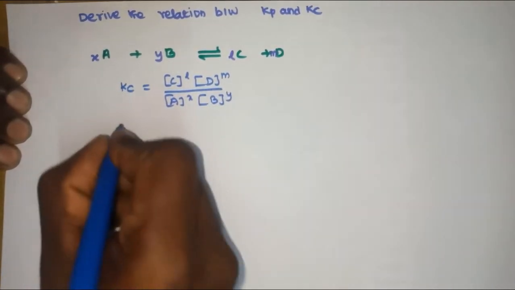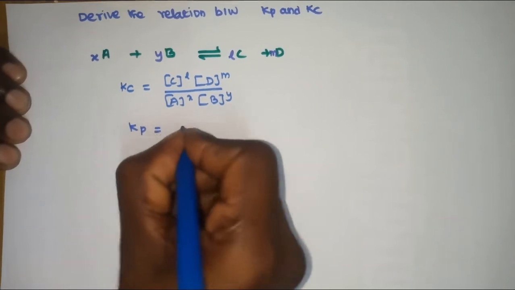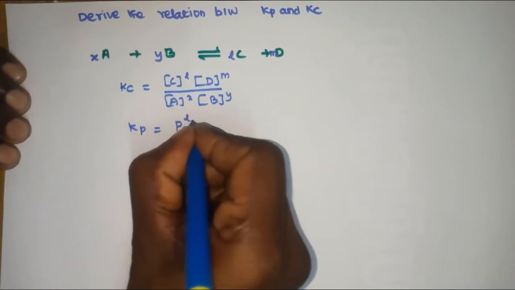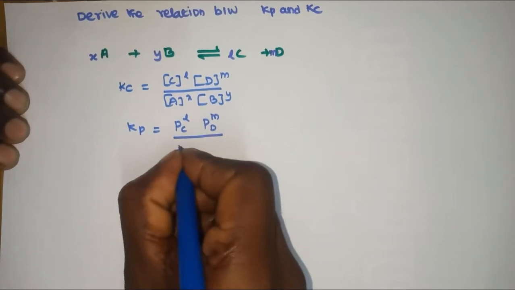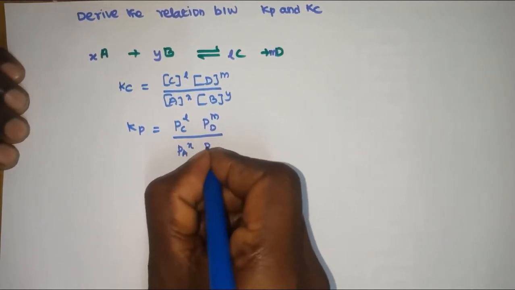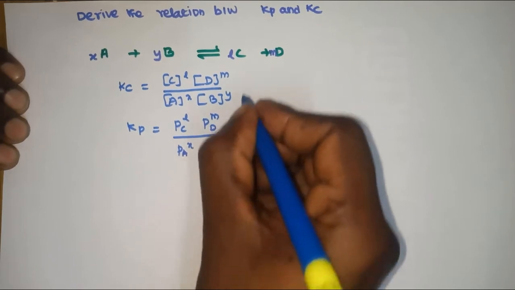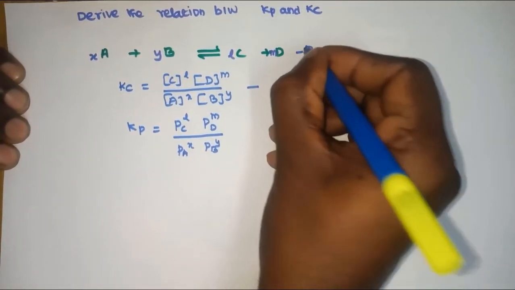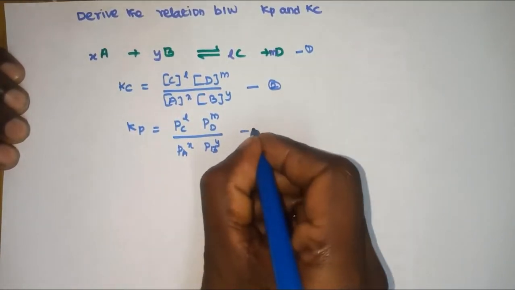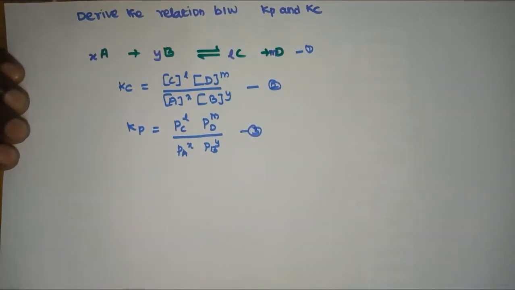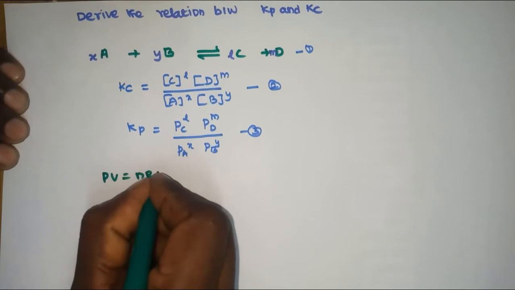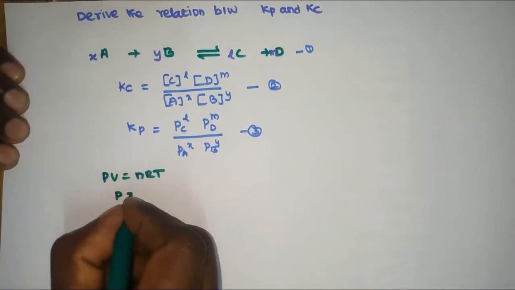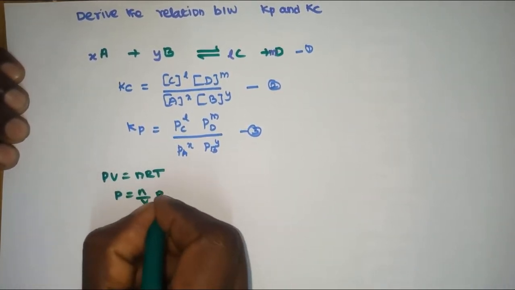In the same way, Kp equal to PC power L into PD power M divided by PA power X into PB power Y. This is equation number 1, equation number 2, and equation number 3. We already know the ideal gas equation, PV equal to nRT. Rearranging this equation, P equal to n divided by V times RT.